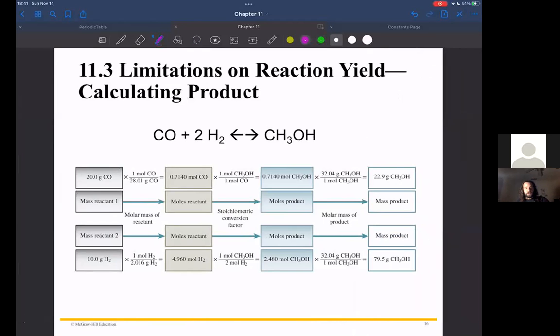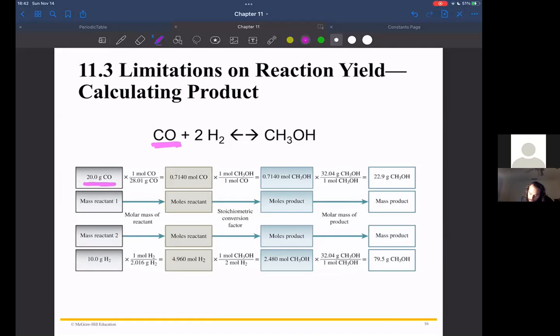So the first calculation that we're going to do is starting with the amount of carbon monoxide I had. So in this problem, it would say something like you start out with 20 grams of carbon monoxide and 10 grams of hydrogen gas. How much product is actually produced? So you got to do 2 different calculations in parallel. One is starting out with the amount of carbon monoxide you have.